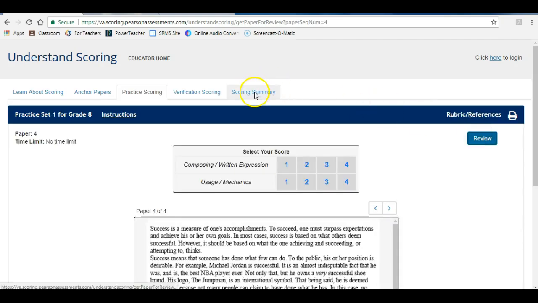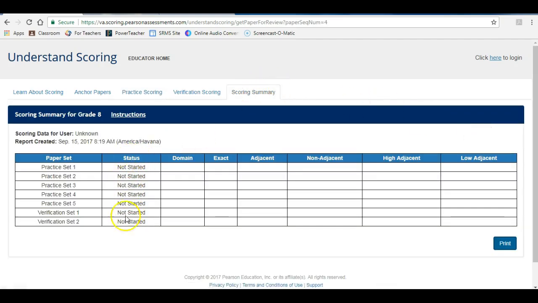At the end, it'll show you a scoring summary. And once you finish at least 3 practice sets, with you and then a partner, you're going to screenshot this and post it into your Google Doc. Okay? Ask questions if you have questions.